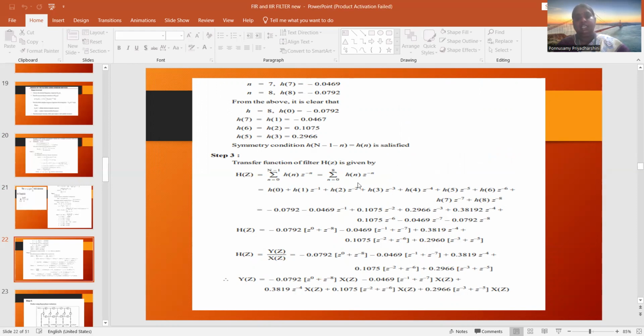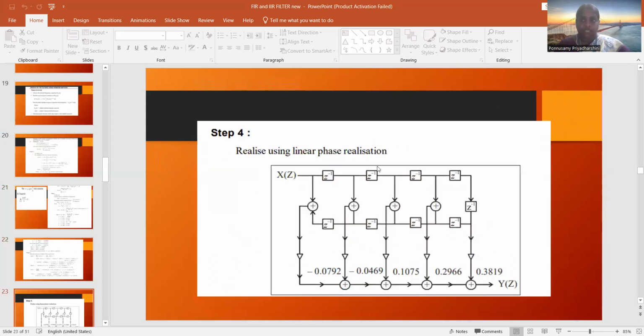Lastly, in the transfer function, we have to substitute n from 0 to 8, h(n) z power minus n. If I substitute all the values and use the minimum multiplier method, we can realize it. The final realization for that low pass filter using the rectangular window is this. So at last we have designed a digital filter with the corresponding specifications. Thank you.